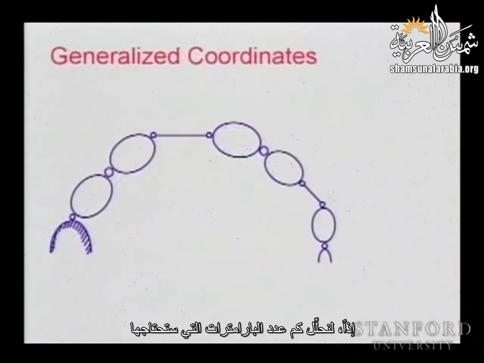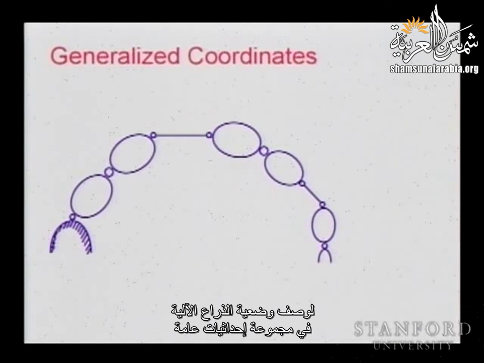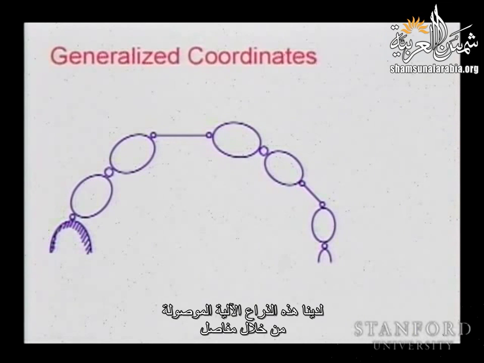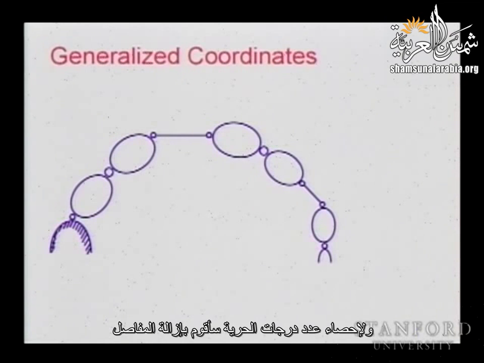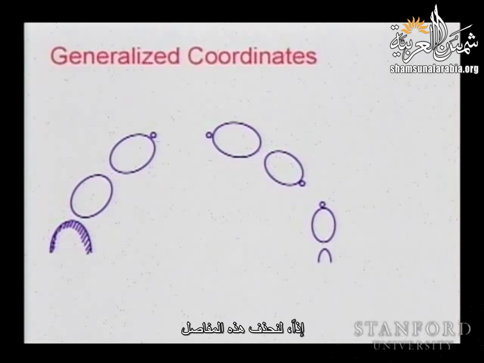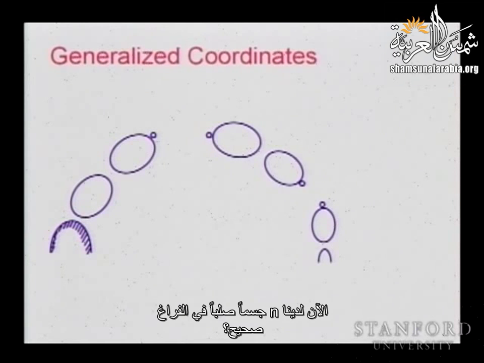So let's analyze how many parameters you would need to describe the configuration of a manipulator with a set of generalized coordinates. So we have this manipulator connected through joints, and in order to count how many degrees of freedom we have, what I'm going to do is remove the joints. So let's remove these joints. Now you have n rigid bodies in space, right?